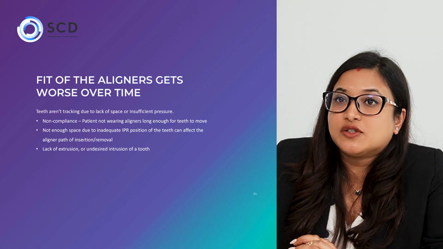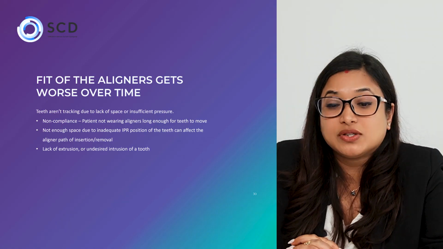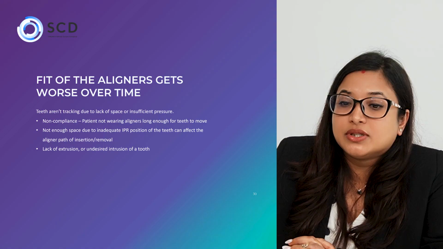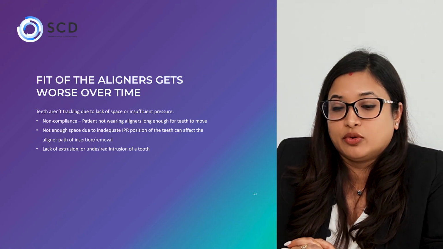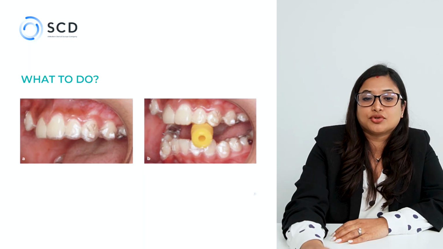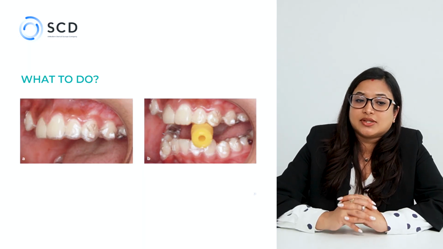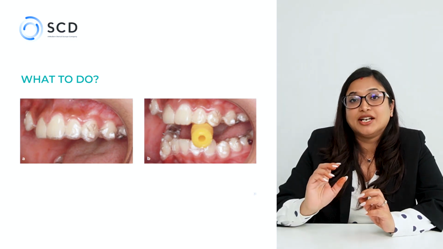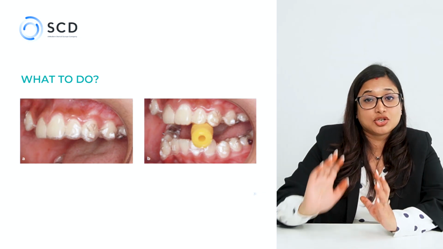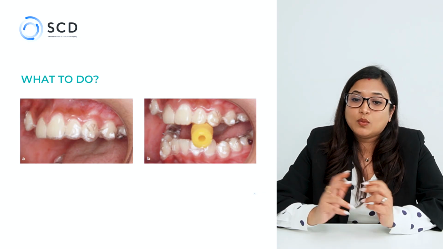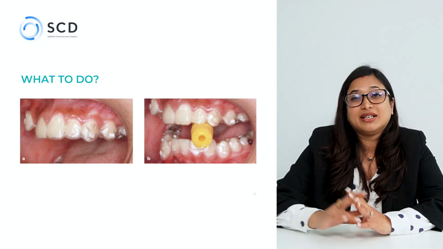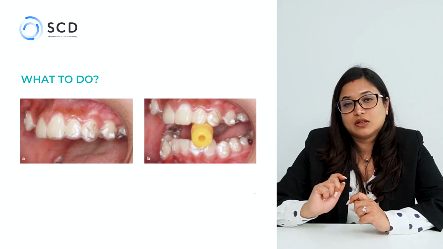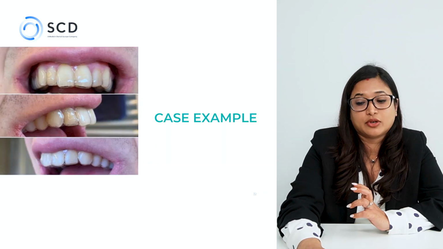Teeth aren't tracking due to lack of space or insufficient pressure. It could be because of non-compliance of the patient. It could be because there is not enough space due to inadequate IPR. Position of the teeth can affect the alignment path of insertion or removal, and lack of extrusion or undesired intrusion of a tooth. So what to do in such situations? We can ask the patient to wear the aligners and put chewies in between the upper and the lower jaws and chew them for like 10-15 minutes. Make sure that the aligner seats properly. And once the aligner seats properly, the patient can stop chewing. The chewies that are provided with the samples or with the case are good enough for the patient to insert between the 2 aligners and chew, to make sure that it fits properly.